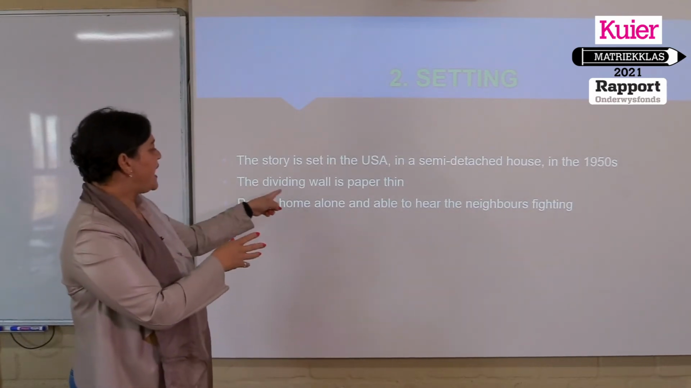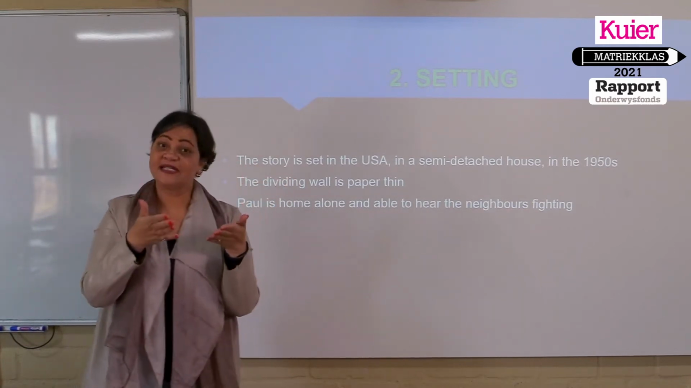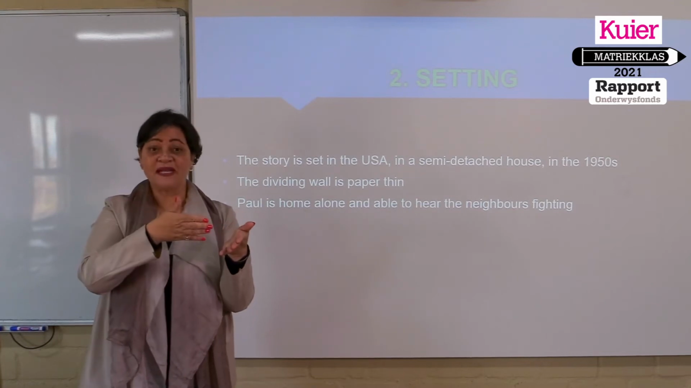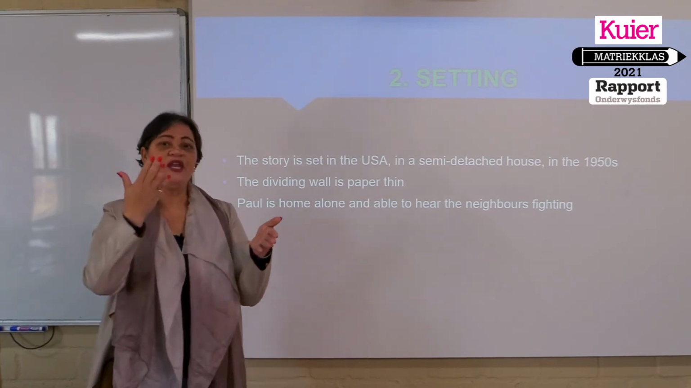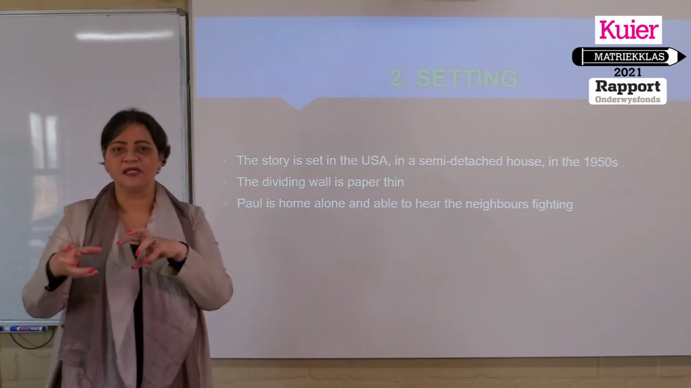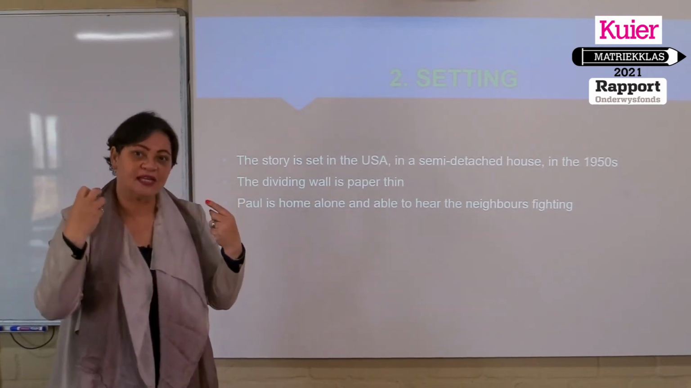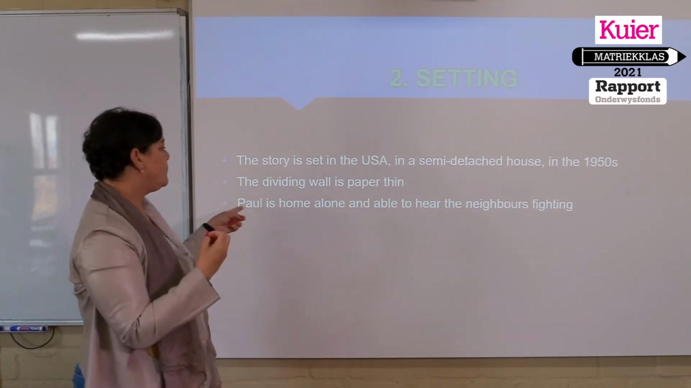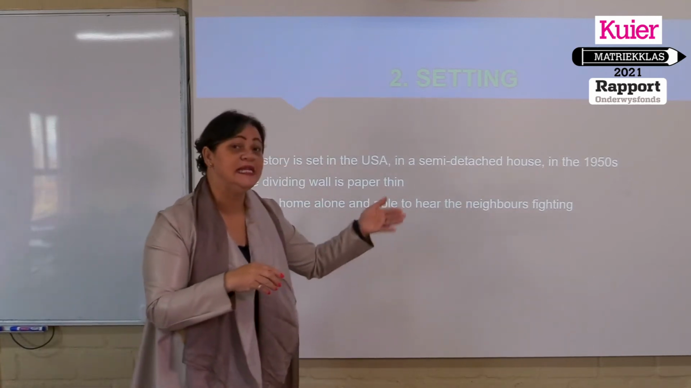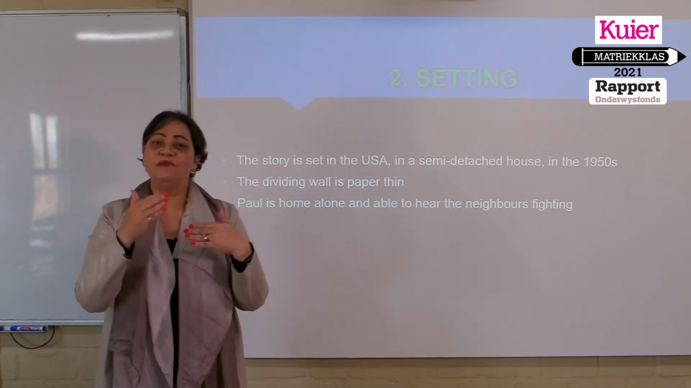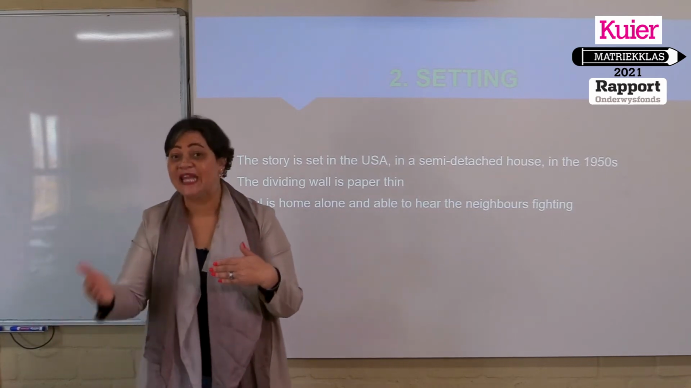Right. The dividing wall is paper thin, so why do they tell us that? We need to understand that because the wall is thin, Paul is basically privy to everything that is happening next door. He just can't see, but he can hear. And you know that when one of your senses is dulled, the other one is sharpened. So because he can't see what's happening, every sound that he hears from next door is more pronounced. Paul is home alone and is able to hear the neighbors fighting. I should maybe have highlighted the word hear, because he can't see it, which means that he is now hearing everything that much more distinctly than he would have if he had seen it.